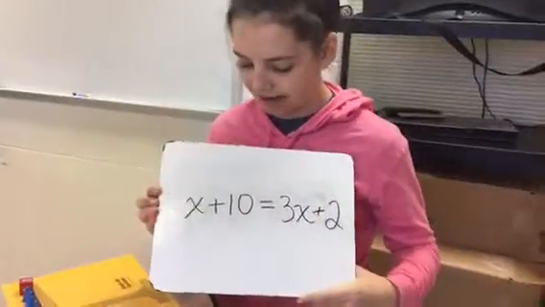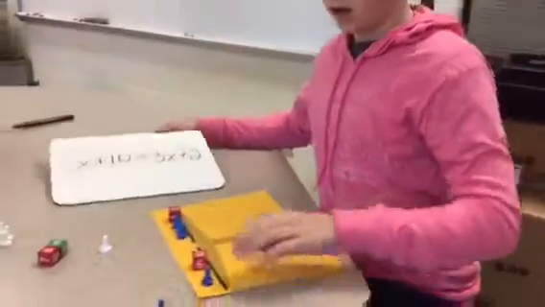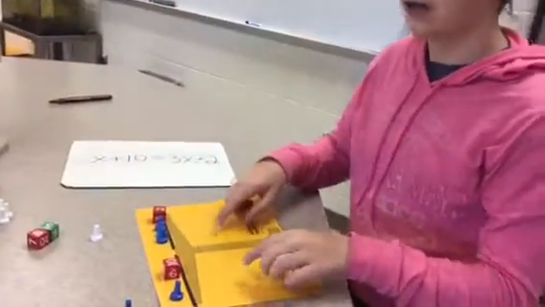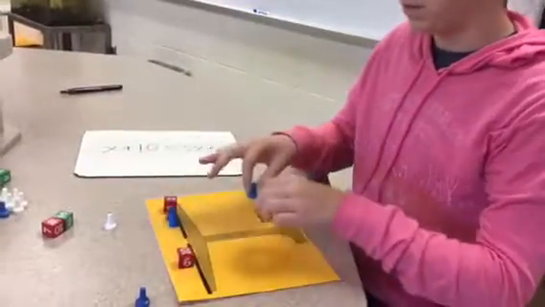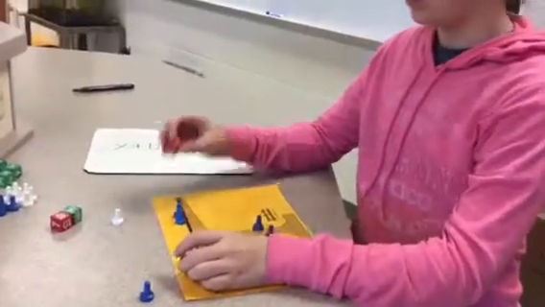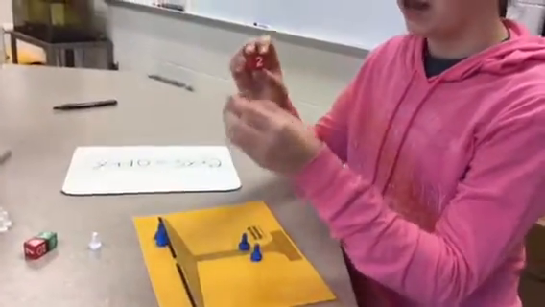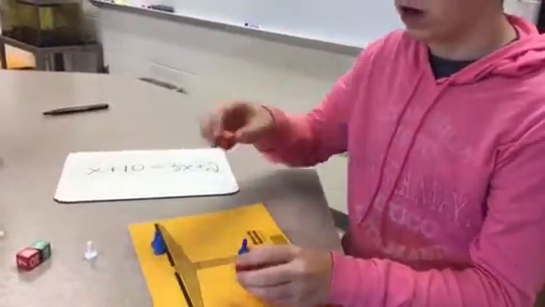My first problem is x plus 10 equals 3x plus 2. So the first thing I'm going to do is a legal move. You can take two blue pawns away from both sides. Next, I'm going to take 2 away from each side. And if you do that, this 10 becomes an 8, and this goes off of the board.